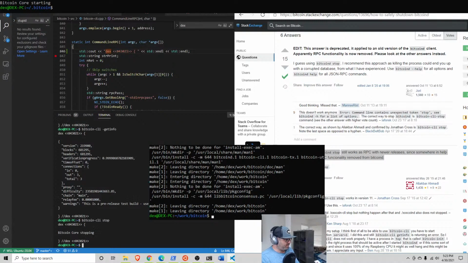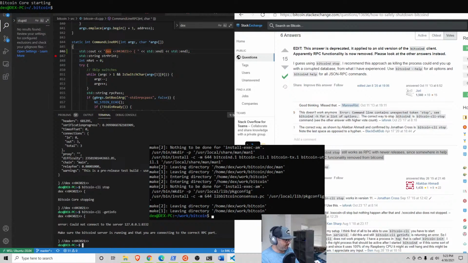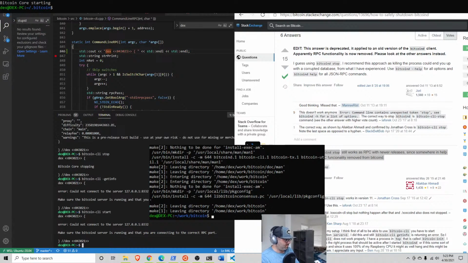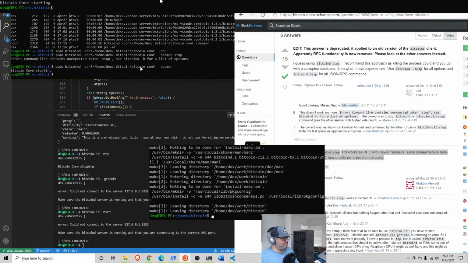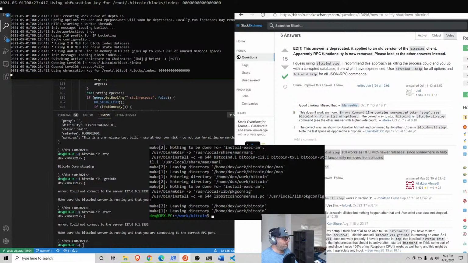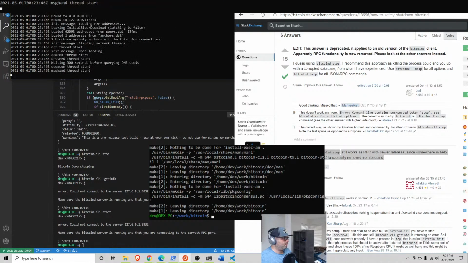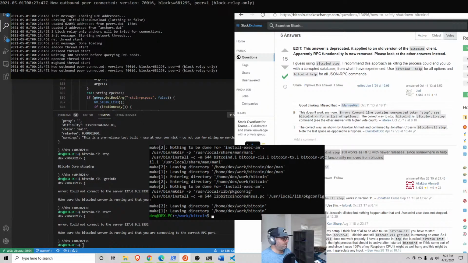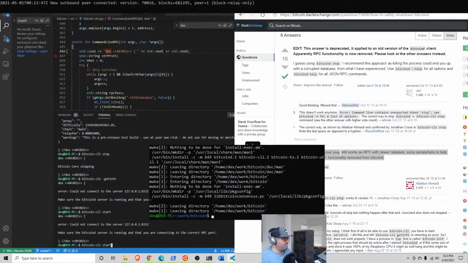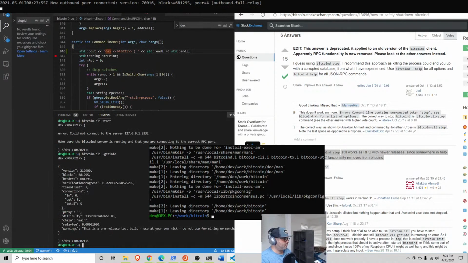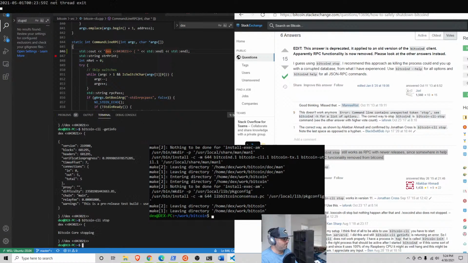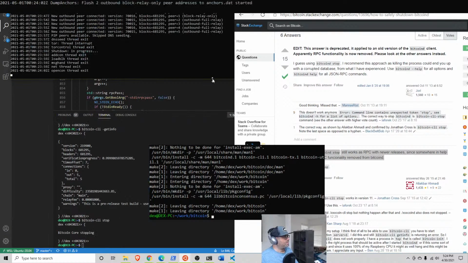If I could say stop, can I say start? Okay, getinfo: error, cannot connect to server. Can I say start? No, cannot start it, if I could stop it. Interesting. Now if I don't say daemon, I wonder if I could stop it. Getinfo. Stop. Look at that.